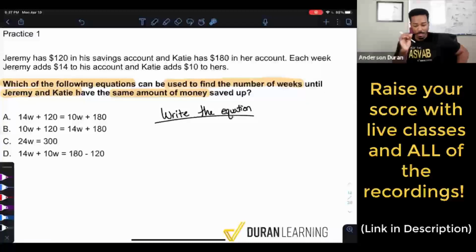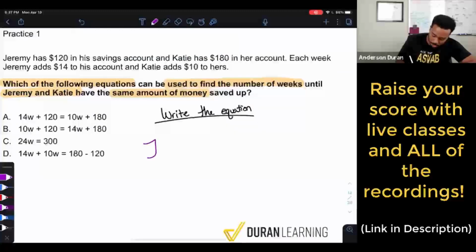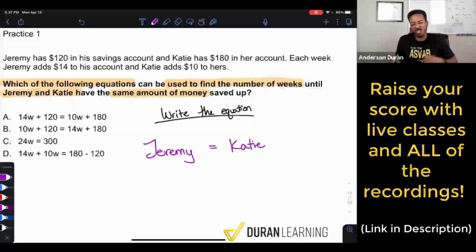So here we go. If we want to find out how many weeks it'll take until they have the same amount of money, is it fair, everybody, if I say that we're trying to write Jeremy equals Katie? Is it fair to say that, in a sense, that's what we're trying to do?